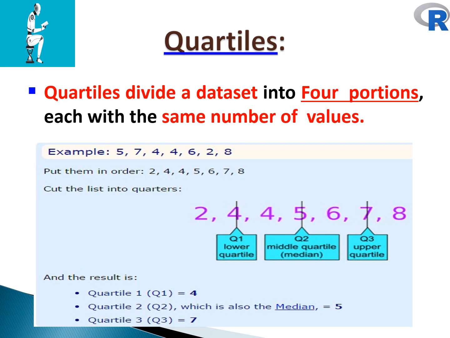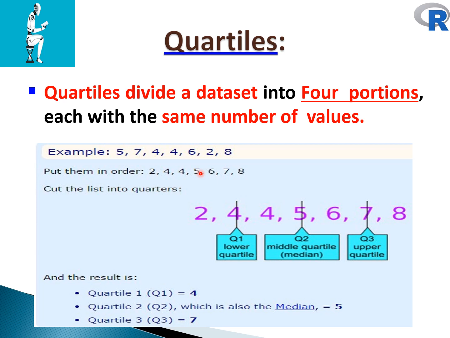Quartiles are values which divide the data set into 4 equal parts with the same number of values. Here we have an example: 5, 7, 4, 4, 6, 2, 8. First we have to arrange these values in ascending or descending order. Here it is arranged in ascending order. Then we choose the middlemost value, which is the median. In this case 2, 4, 4, 5, 6, 7, 8 we have 7 values, so we choose the fourth value as the median. So 5 is our median value.